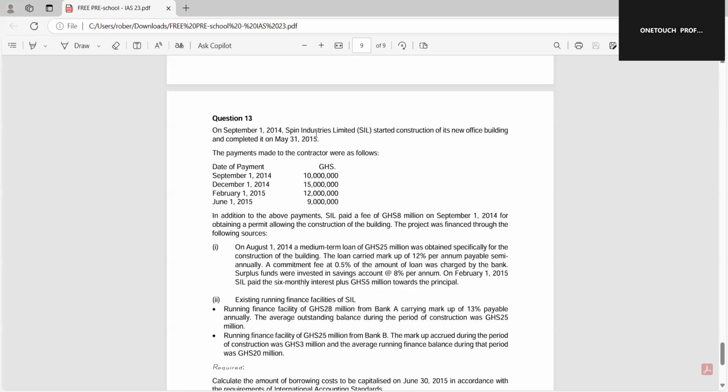September 1st, 2014, Spain Industry started construction of 8 new office buildings and completed it on May 31st, 2015. The payment was made to the contractor as follows. So they started on 1st September to May 31st, 2015, is how many months? 9 months. It's 9 months. Oh, okay.